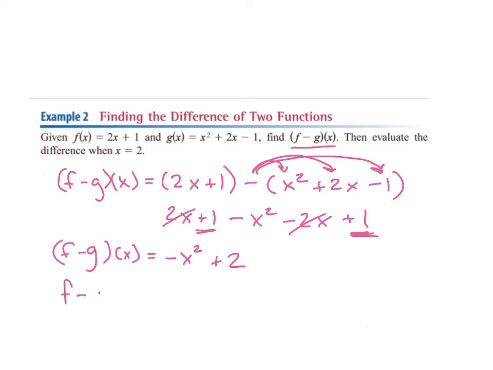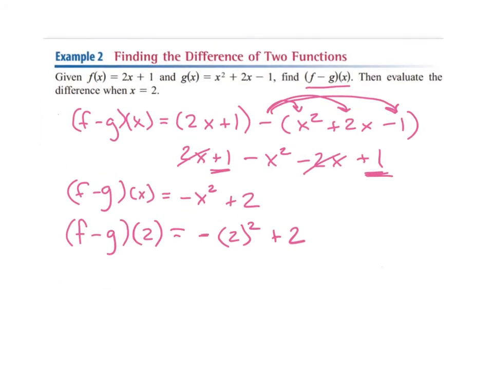And now we need to find our f minus g of 2. So we just take 2 and plug it in. So we have negative 2 squared plus 2. It's important that this negative stays on the outside and that you square the 2 first and then just put that negative with it. A lot of people made this mistake on the quiz, that you did negative 2 squared, which would be a positive 4. But here this negative is on the outside, so it just has to stay on the outside until we square our 2, and then we attach it to the 4.